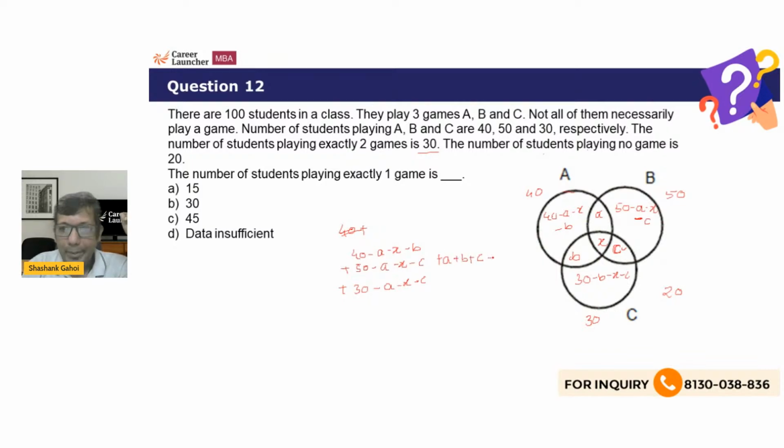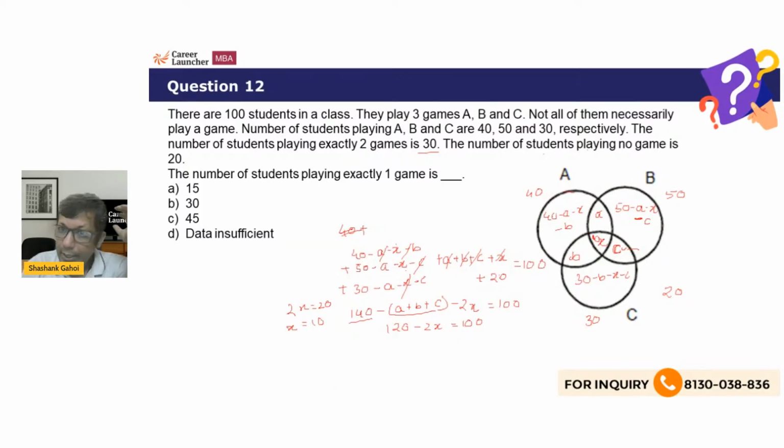Plus X plus 20, that is none, and that is equal to 100. So A, B, C cancel out, X cancels out. I'm going to get 120 plus 20, 140, minus A plus B plus C minus 2x, and that is equal to 100. Now A plus B plus C, we already know it's 20. So 140 minus 20 is 120. 120 minus 2x is equal to 100, so 2x is equal to 20, so x equals 10.